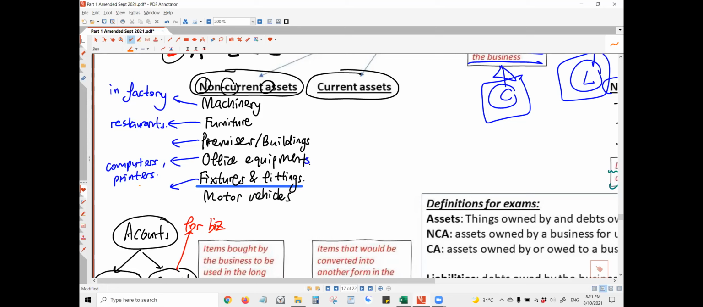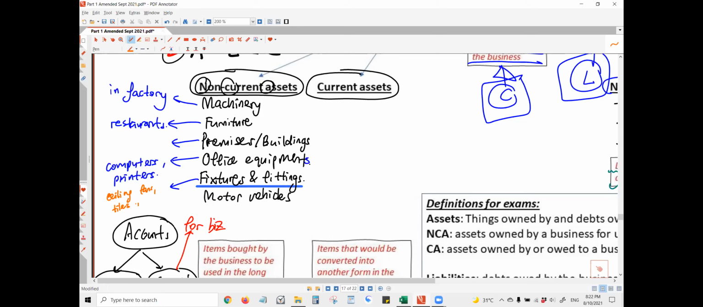Okay, now we can come back to here. Fixtures and fittings, what are they? You may write ceiling fans. Agree, ceiling fans are attached to the building, right? Do you move your ceiling fans once in a while from one place to another place? Of course, no. It sticks to that. Another example, you write tiles. Tiles that are on the floor. Do you move them around? Of course you don't.